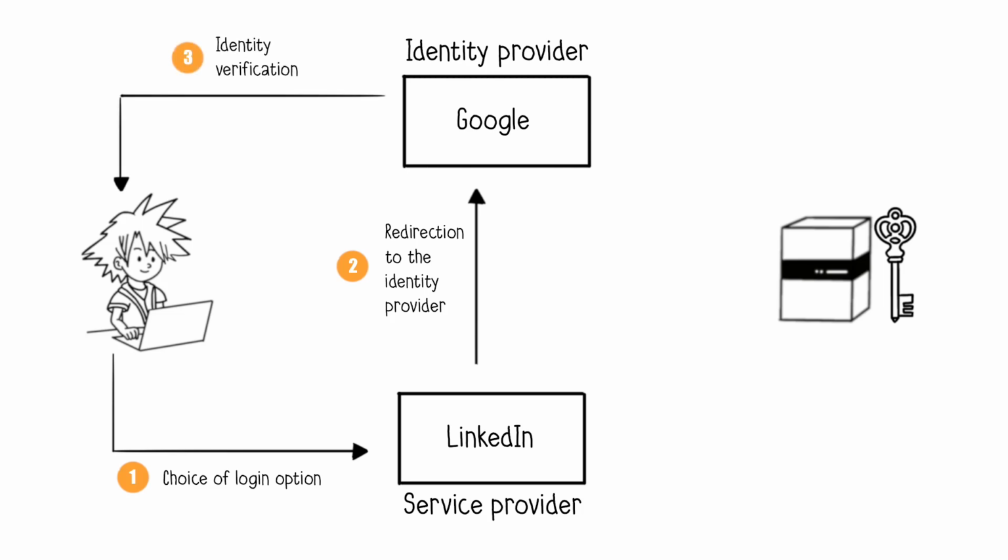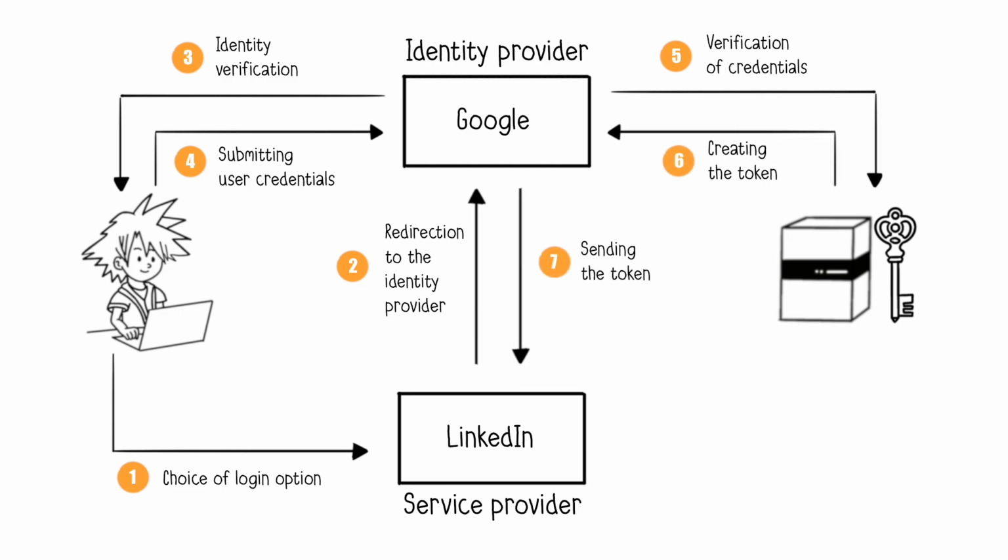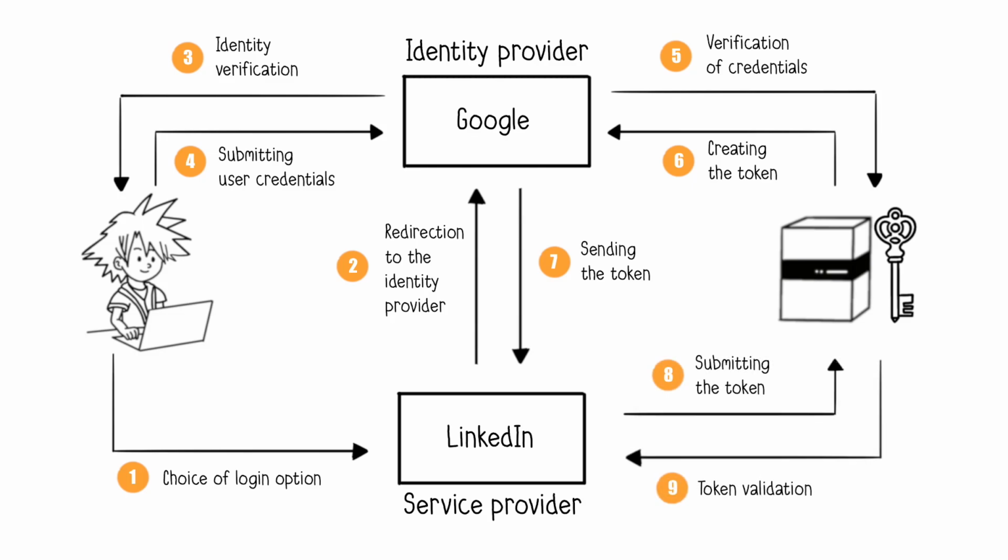The identity provider will ask the user to authenticate. Once the identity provider receives the request, authentication takes place. So, it's not LinkedIn that verifies who you are, but Google. The identity provider, Google, also requests authorization to use your account to log in to LinkedIn. The identity provider checks the submitted credentials. If the credentials are correct, the identity provider creates an SSO token. An SSO token is a set of data passed from one system to another during the SSO process.